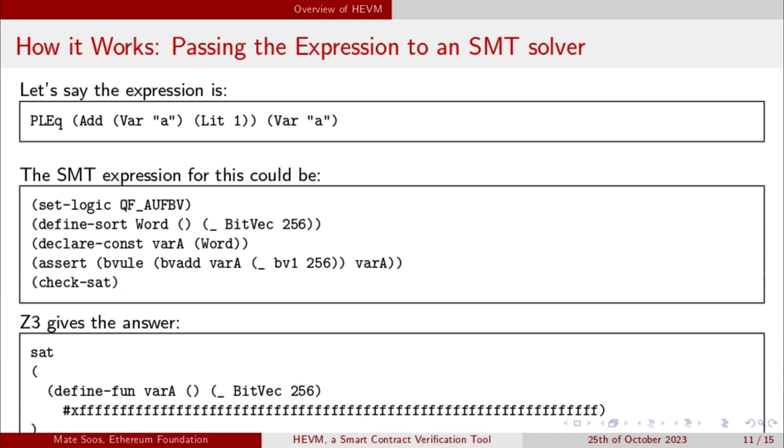Instead, we give this to an external tool and ask, is there a solution to this equation? And the external tool actually gives the answer at the bottom. As you can see, it's exactly the counterexample that we were looking for. And now we'll parse this counterexample for the user and give the offending call as an output so that you can actually test it yourself.